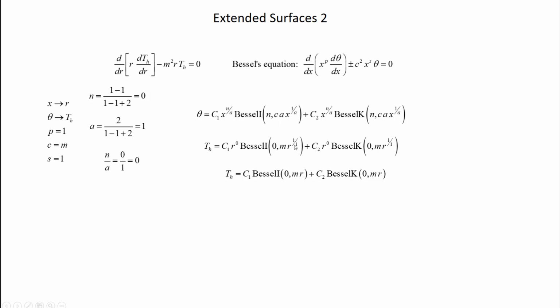And the same thing here, right? So here's my solution. R to the 0 is just 1. R to the 1 is just R. Here's my solution. And I guess it is worth talking a little bit about what you call these things.